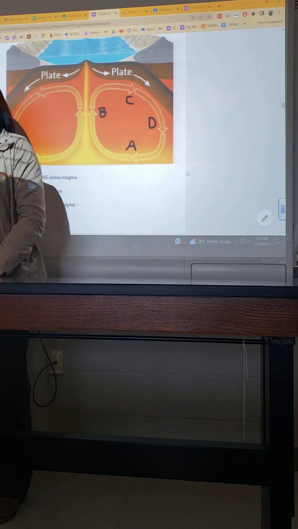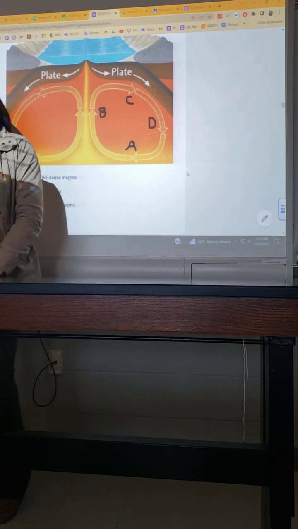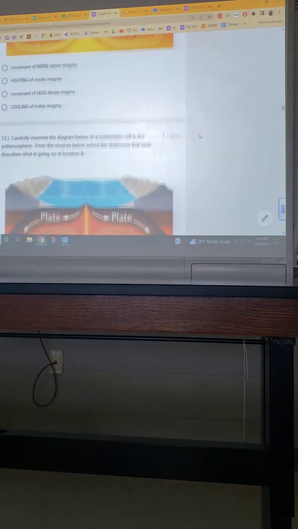Do we get s'more stuff with this bonfire? Sure. Yes. S'mores. Good.